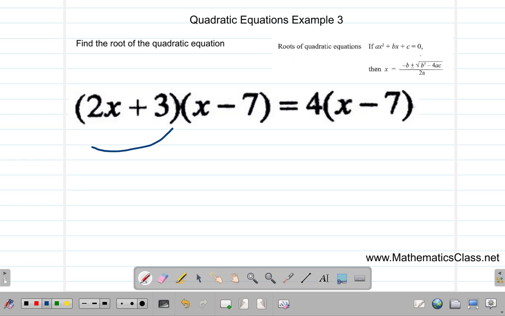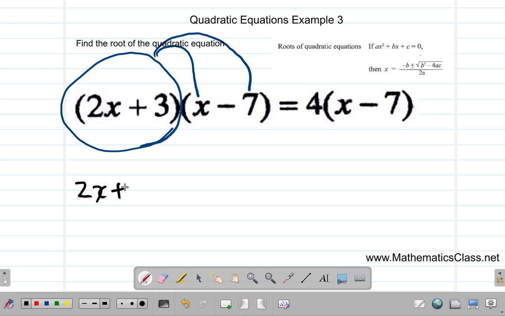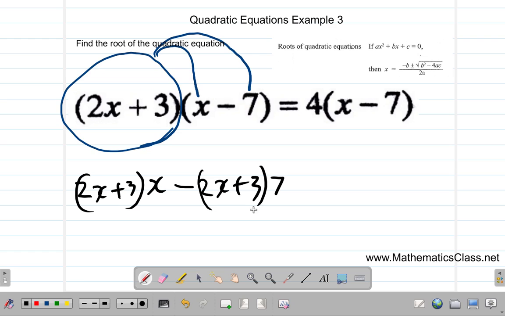What we're going to do, you see, is take all of this bracket, multiply by x, and then multiply by 7. So, we do it this way this time. You have 2x plus 3 times x, then minus 2x plus 3 times 7, equals 4x minus 7. So you see that 2x plus 3 multiplied by x, then we have 2x plus 3 multiplied by 7, minus, it's a minus, so we put the minus sign here.